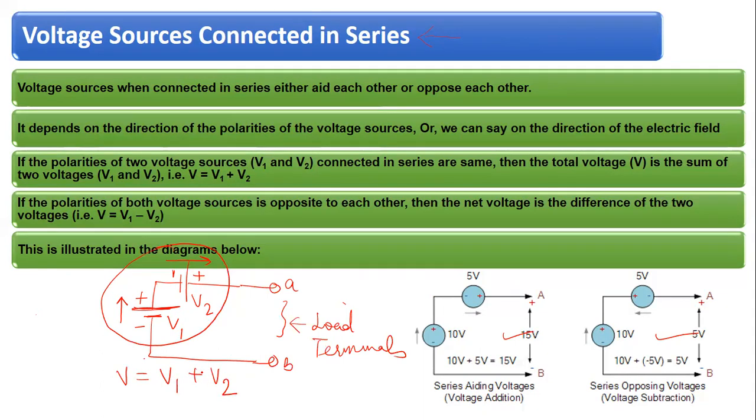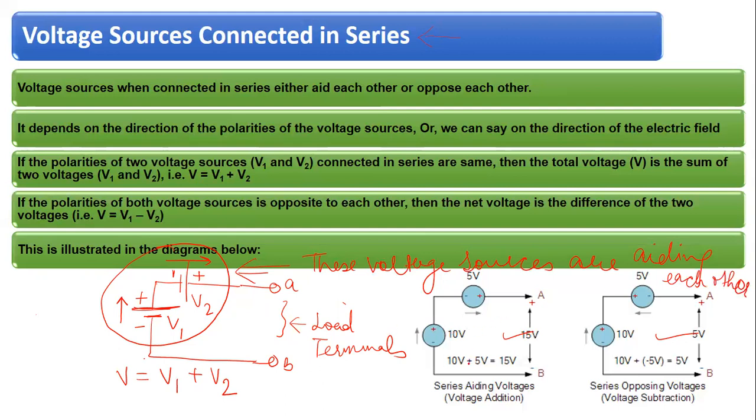Now, how did I add these two voltages? Because I have seen that the direction of these two voltages is same. That means these voltage sources are aiding each other, right? They are not opposing.